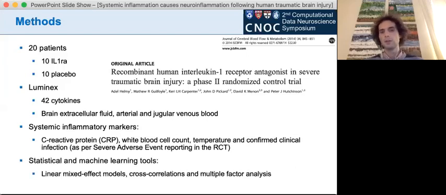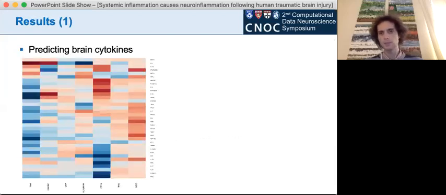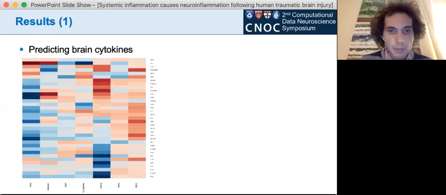Linear mixed effect models, cross-correlations, and multiple factor analysis were used as statistical and machine learning tools. Here we see a heat map displaying the results of the mixed effect model. Each row corresponds to a multiple linear regression mixed effect model with a brain cytokine as the dependent variable. Along the y-axis, we can see all cytokines, and on the x-axis, we can see the predictors: time, infection, CRP, arterial cytokine corresponding to the brain cytokine, interleukin-1 receptor antagonist treatment, temperature, and white cell count.